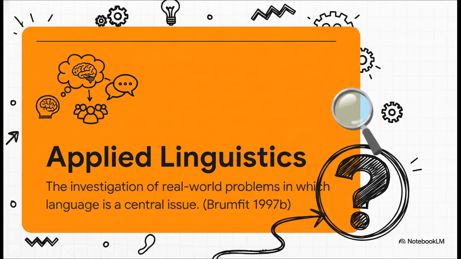The strongest, most useful definition, first put forward by Christopher Brumfit, is that applied linguistics is the theoretical and empirical investigation of real-world problems in which language is a central issue. Now, this definition is so powerful because it basically solves all our earlier debates. It defines the field by its target, those real-world problems, but it also specifies the method, theoretical and empirical investigation. And that implies that the source of knowledge has to be multidisciplinary, because you just use whatever theories and tools you need to understand the problem.